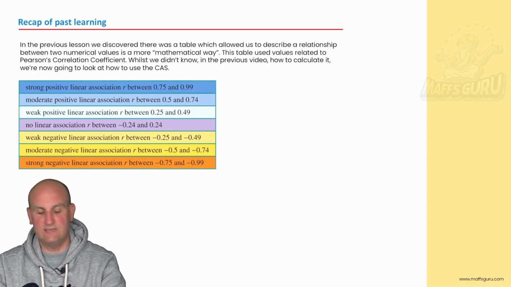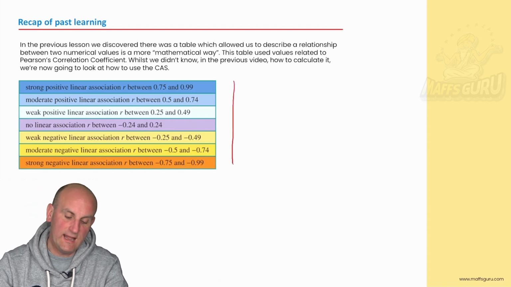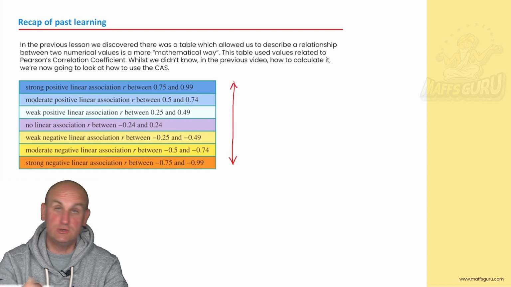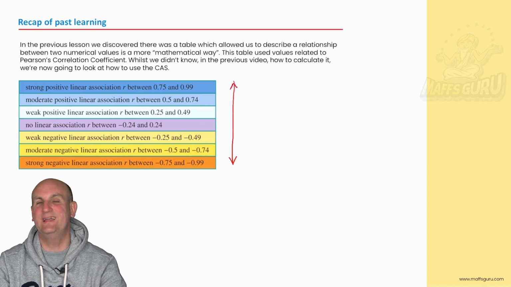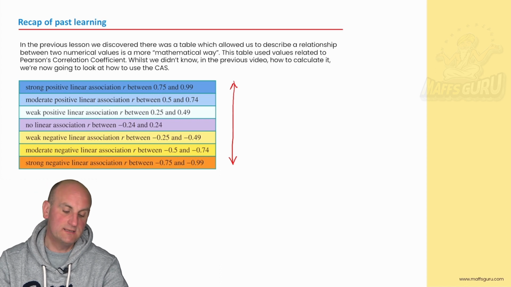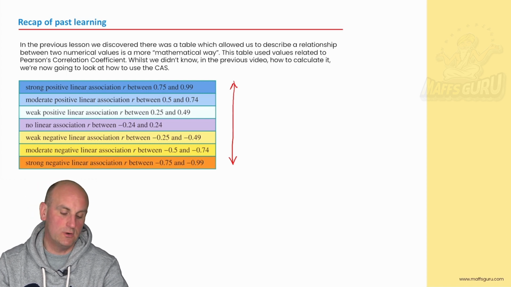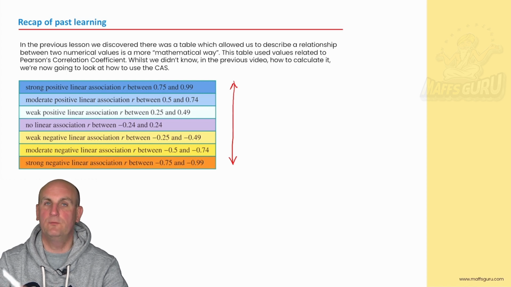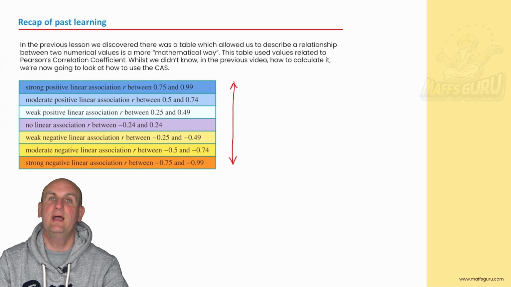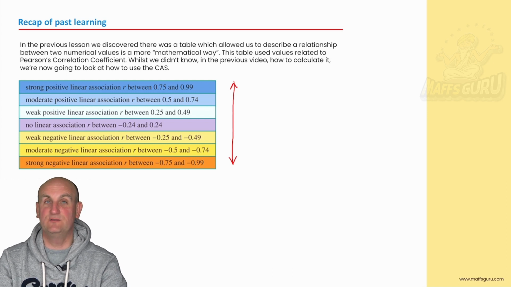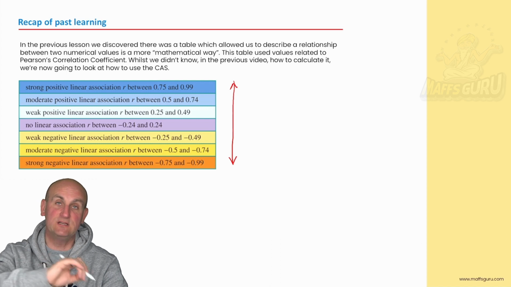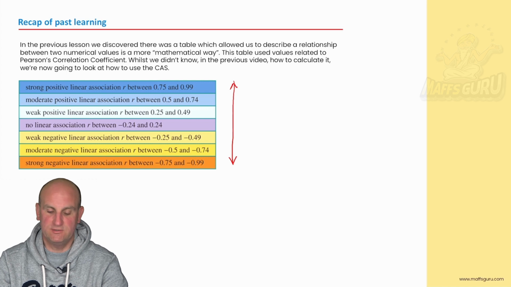In the last lesson we looked at what the actual value of R was and how we could use this awesome table, which should be in your summary book, to interpret that value of R. An R value between 0.75 and 0.99 would suggest that those points show a strong positive linear association. But the data we're using must be two numerical values, and it must be linear for me to make sense of the value of R. It doesn't make sense otherwise. You can actually have a curved line, and your calculator or the formula will still give you a value of R, but it's relatively meaningless.